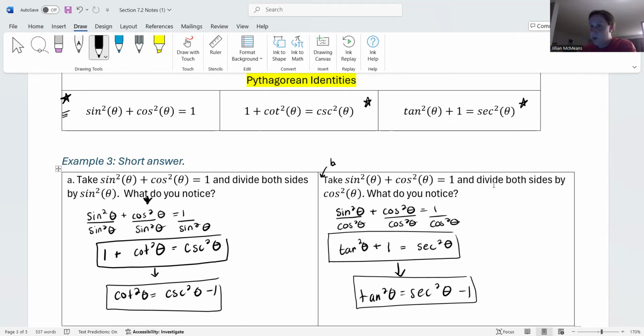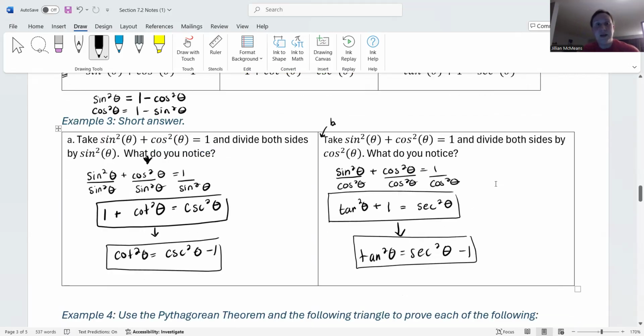The last two that you might want to play around with is if I have sine squared theta, and so we know that we have sine squared theta plus cosine squared theta equals 1. If I wanted to solve for just sine squared theta, well, I would subtract cosine squared theta from each side. So sine squared theta is equal to 1 minus cosine squared theta. And cosine squared theta is equal to 1 minus sine squared theta. So just know you can take these three identities and you can solve for a piece of them and get more, okay? But as long as you can memorize sine squared theta plus cosine squared theta equals 1, that's going to take you a long way.